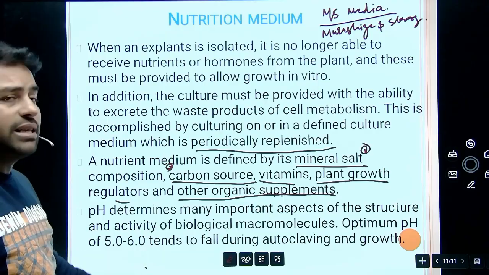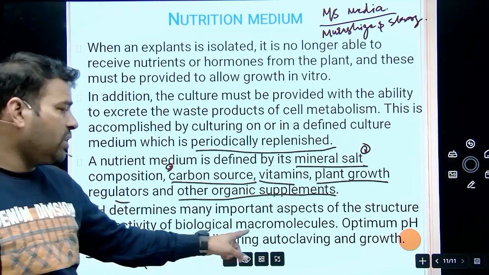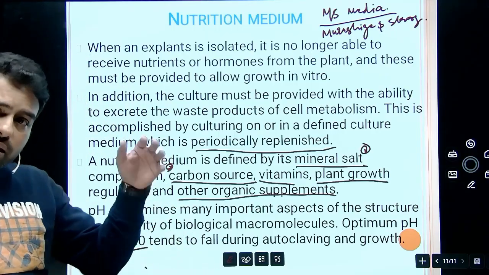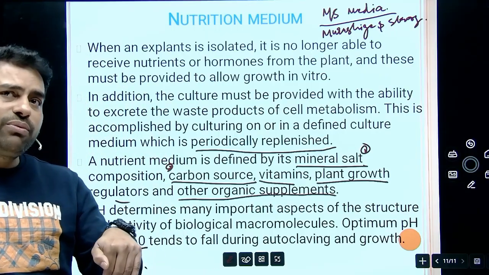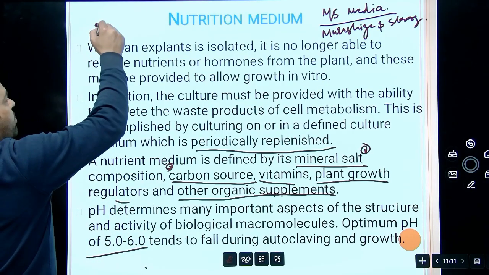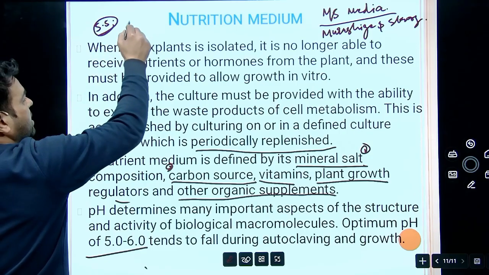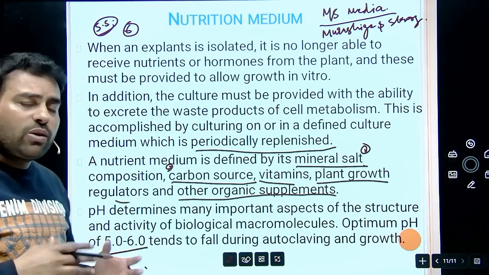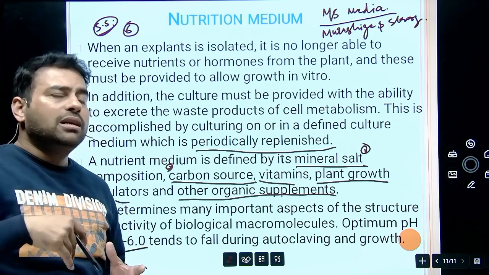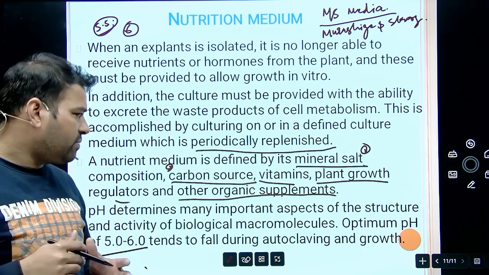It should be 5 to 6. The pH range should be 5 to 6, and during autoclave it will go down. So that's why we have to set the pH already. If we want to set a final pH of 5.5, then we have to set it to 6, because after the autoclave process the pH will lower down by 0.3 to 0.5.